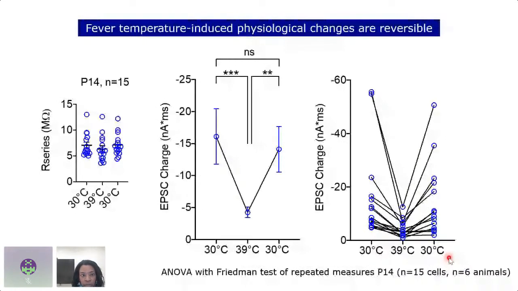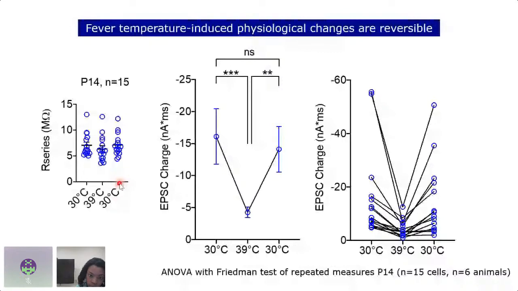One notable point is that these fever temperature-induced physiological changes are reversible. Here I'm using R series as a measure of the stability and quality of the recording, and we can see that R series is not changed. In these experiments, we are measuring the excitatory and inhibitory currents at 30 degrees, gradually increasing the bath temperature to 39 degrees and again recording the EPSCs and IPSCs, and then cooling the slice down and recording the EPSCs and IPSCs again.